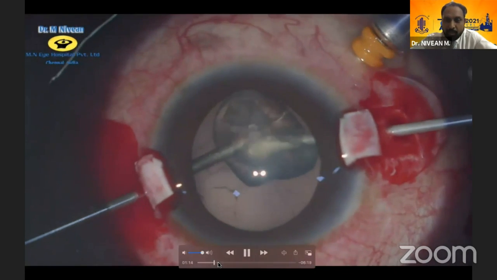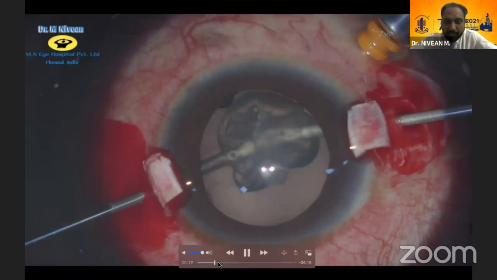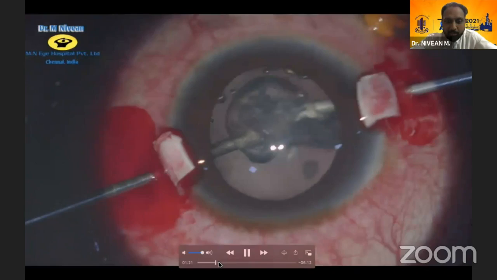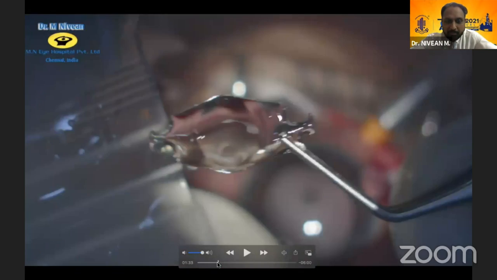But as we are surgeons, we all know how the scenario changes if it goes inside. So I was just making sure I don't drop it inside. I can finish it in the anterior approach itself. So everything went on well.